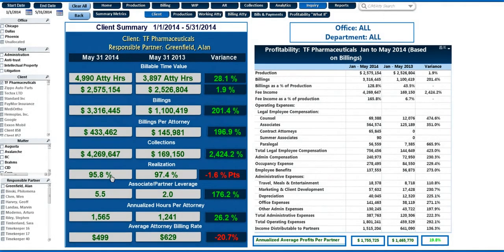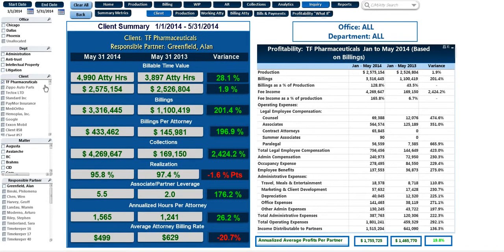How? Look at the extraordinarily high billings per attorney fueled by exceptionally high realization, leverage, and attorney productivity relative to what we saw at the firm average.